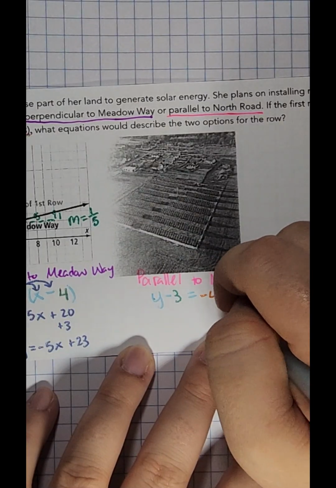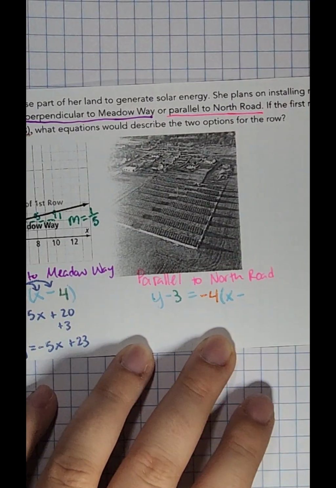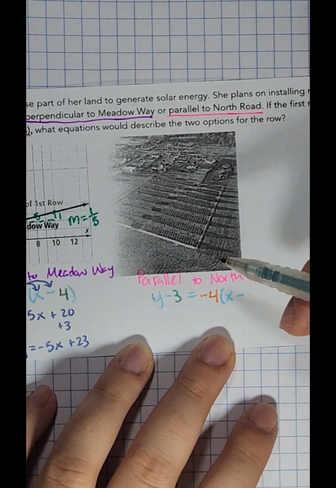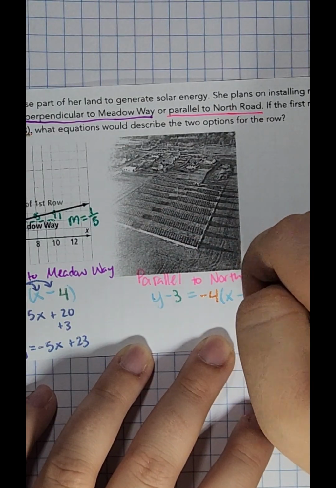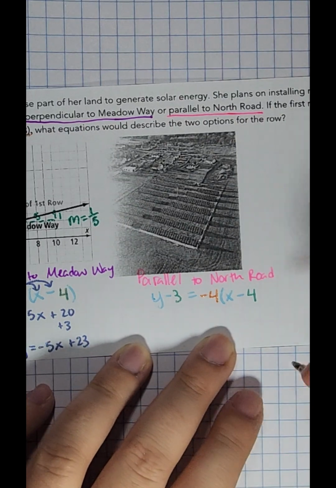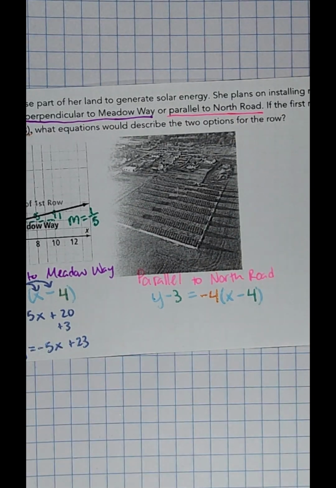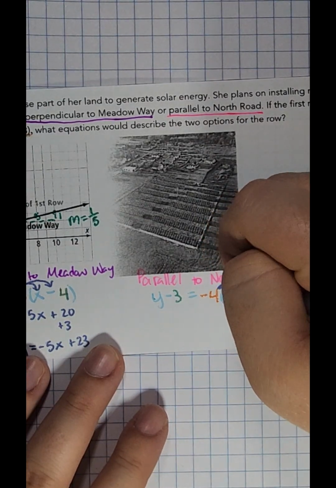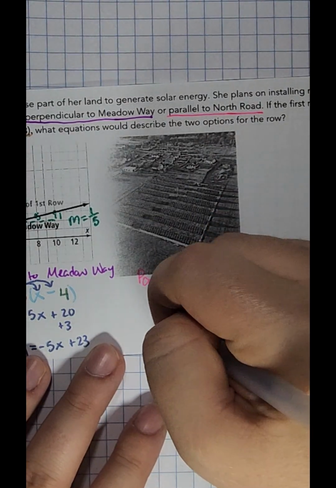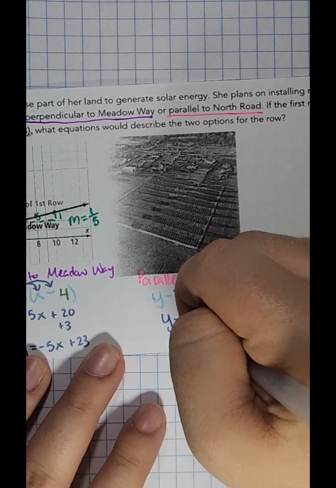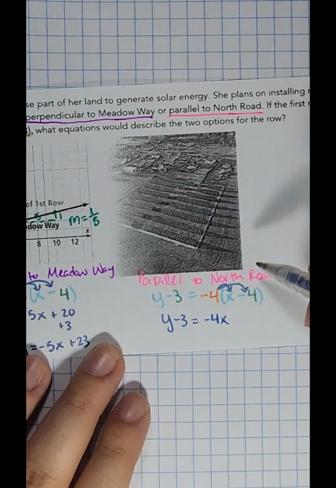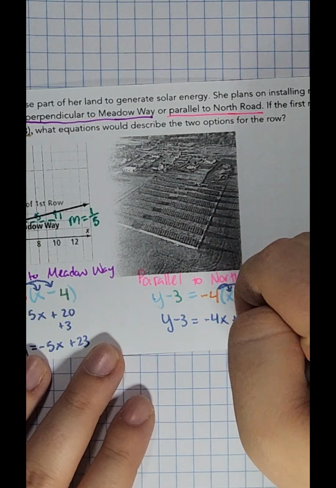Now we'll continue with our equation. So we have slope times x minus x1. The x from our coordinate point that we're passing through was 4. So now we need to convert this to slope-intercept form. We're going to start by distributing that -4. So we have y minus 3 is equal to -4x. -4 times -4, that's a positive 16.